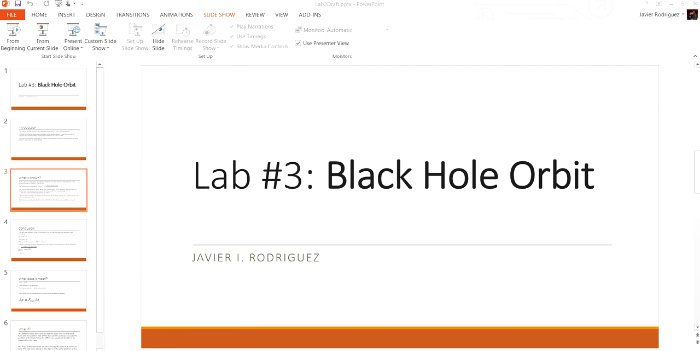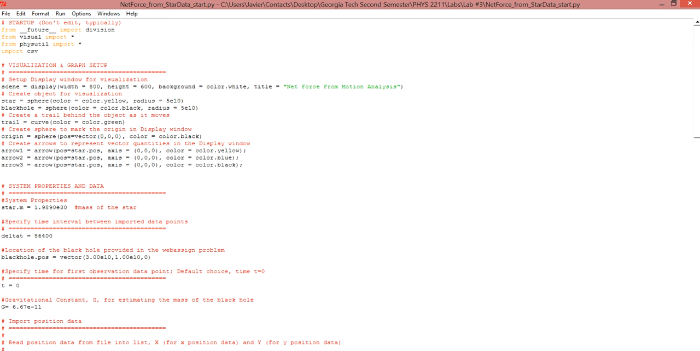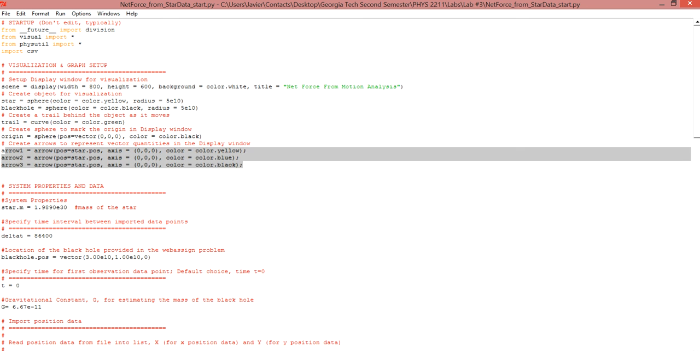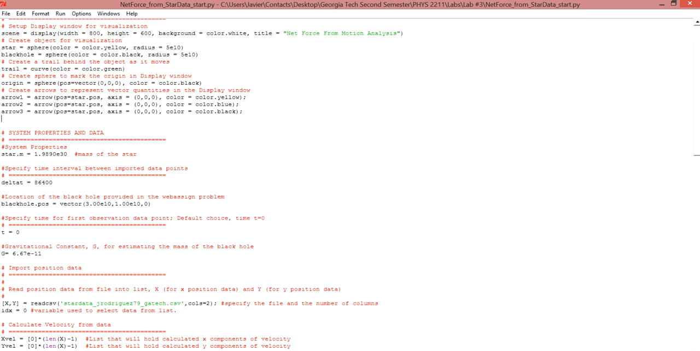We also know that in order to calculate dp/dt, we can just find the net force, since these two quantities are actually equal. Now, if we go to our code, we begin by defining our star and our black hole. We also define our three arrows: the yellow, which will represent the net force, the blue, which will represent the perpendicular component, and the black one, which will represent the parallel component of the force. We also have the mass of the star, big G, and the position of our black hole, which are all provided.